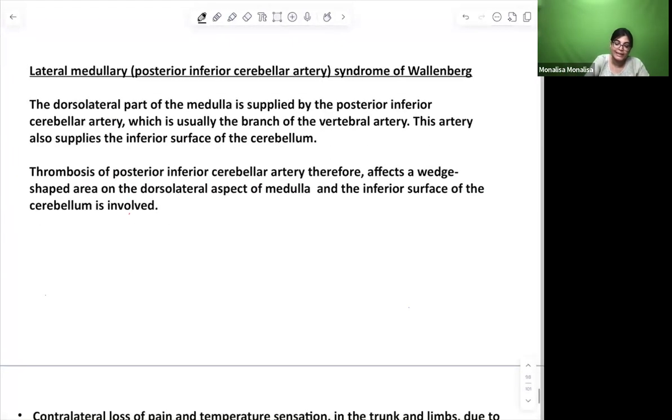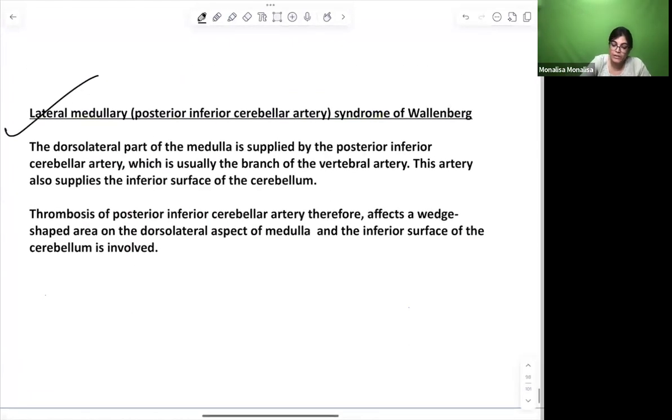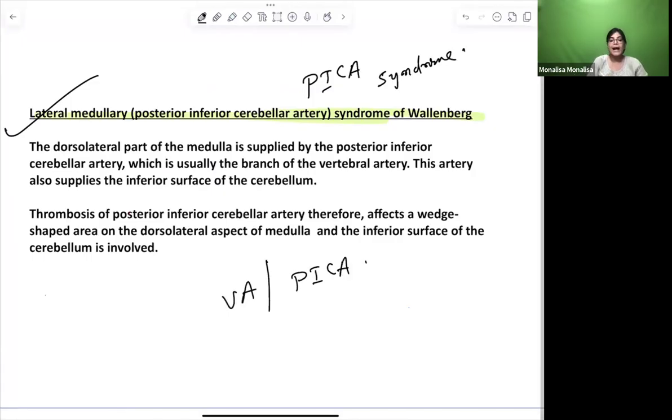If I am talking about lateral medullary syndrome, it is also called Wallenberg syndrome, also called PICA syndrome. There is injury of the vertebral artery or PICA artery. In the dorsolateral part of the medulla, many structures are there. There is the trigeminal lemniscus, that means sensation of the face is gone.